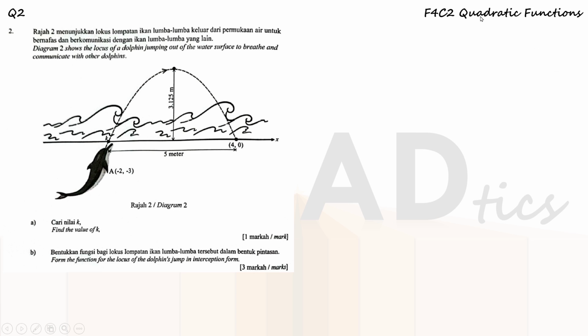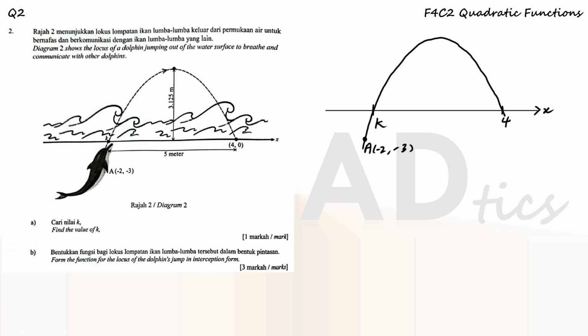Question 2 comes from the chapter Quadratic Functions, and if you want to understand this even better, I have already drawn out this graph. Okay, so to find the value of k is quite easy because the dot from here and here is actually 5 meters away. Alright, so if you want to find the value of k, we just subtract 4 with 5. Right, and the k will be -1.